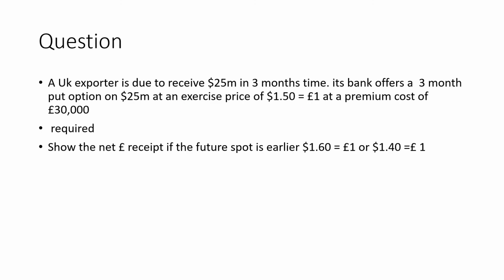Now we'll see with the help of this example. A US exporter is due to receive $25 million in 3 months' time. Its bank offers a 3 month put option on $25 million at an exercise price of $1.50 equal to £1, at a premium cost of 30,000 pounds. You are required to show the net pound receipt if the future spot rate is either $1.60 equal to 1 pound, or $1.40 equal to 1 pound.